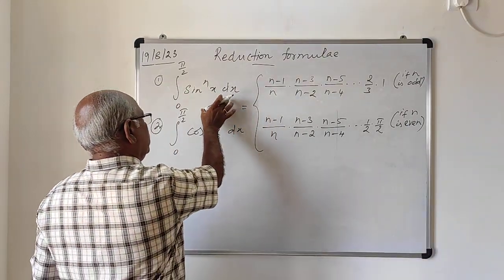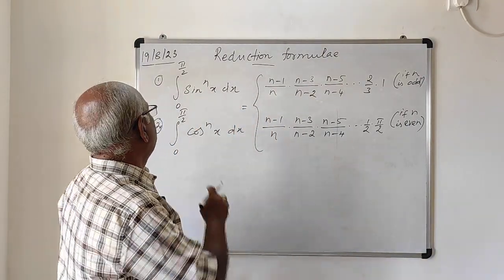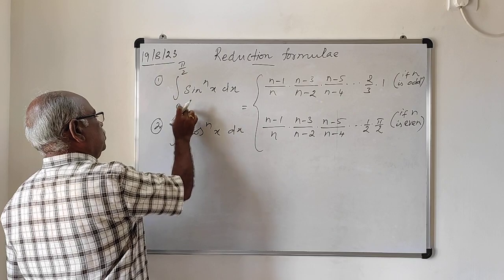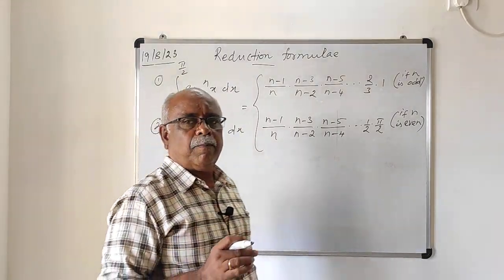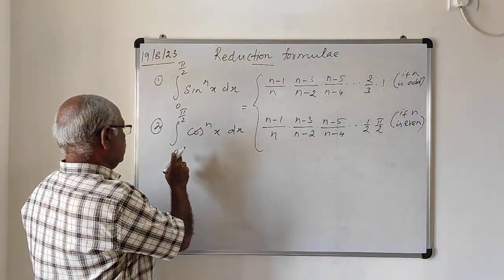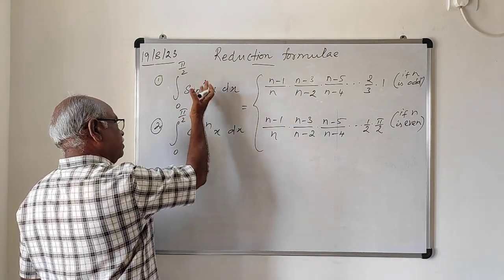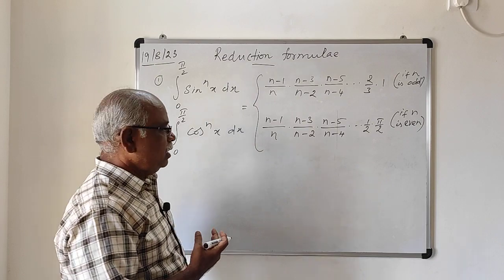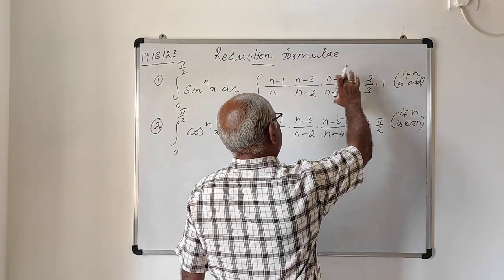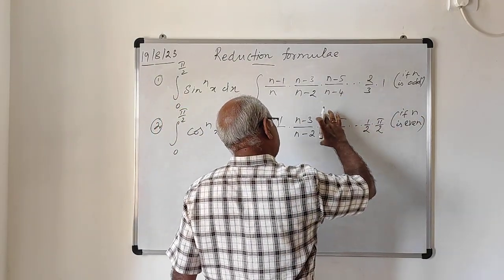So these are the two important results where 0 to pi by 2 is the constant limit. The formula is applicable only for the integral limit 0 to pi by 2, whether it is sin^n x or cos^n x. These are the results for an odd integer, and if it is an even integer, this is the result.